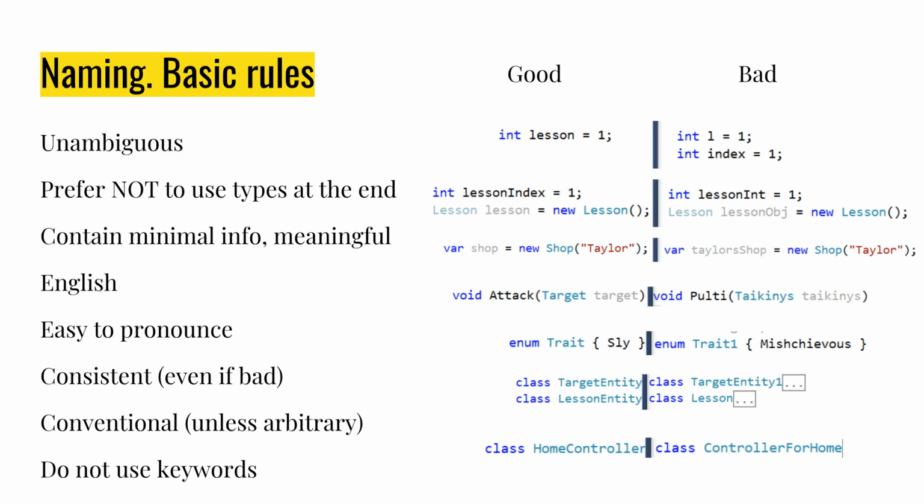So the third rule is that names should be short and contain meaningful info. For example, if you look on the left, we have a single shop, and we see that shop gets created, and in parameters we pass Taylor. And on the right we see Taylor shop, and Taylor shop gives us absolutely no info. It would make maybe more sense if we had multiple shops, but for a single shop, that single word would be enough.